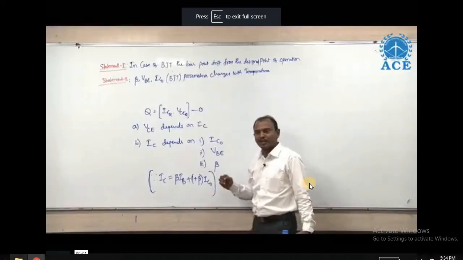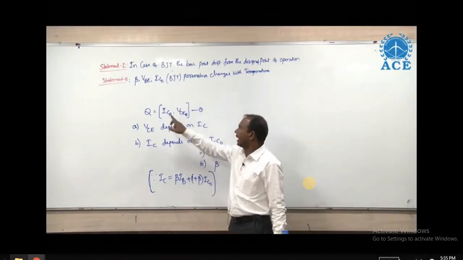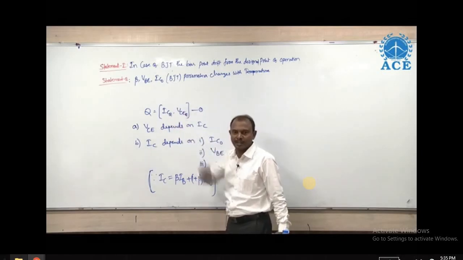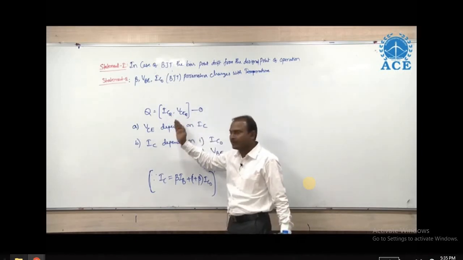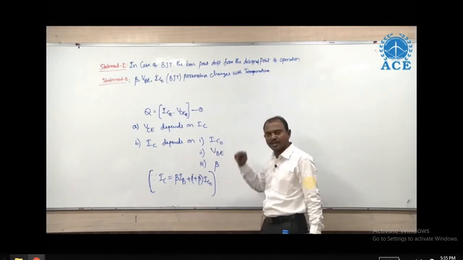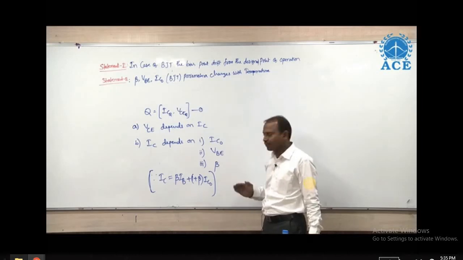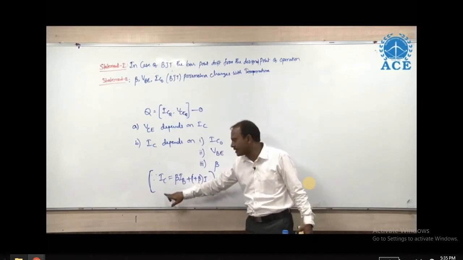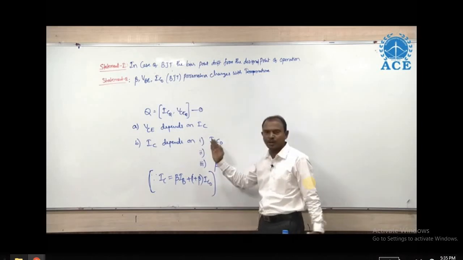In an amplifier circuit, operating point is a function of IC value and VCE value in the amplifier circuit. But VCE also depends on IC value. However, IC depends on three very important parameters which are considered as device parameters, namely IC0, the reverse saturation current of BJT, VBE, the junction voltage of BJT, and beta, the short circuit current gain of BJT. The reference equation, the current equation of BJT, IC equal to beta IB plus 1 plus beta times IC0, is the evidence for these issues I have mentioned here.